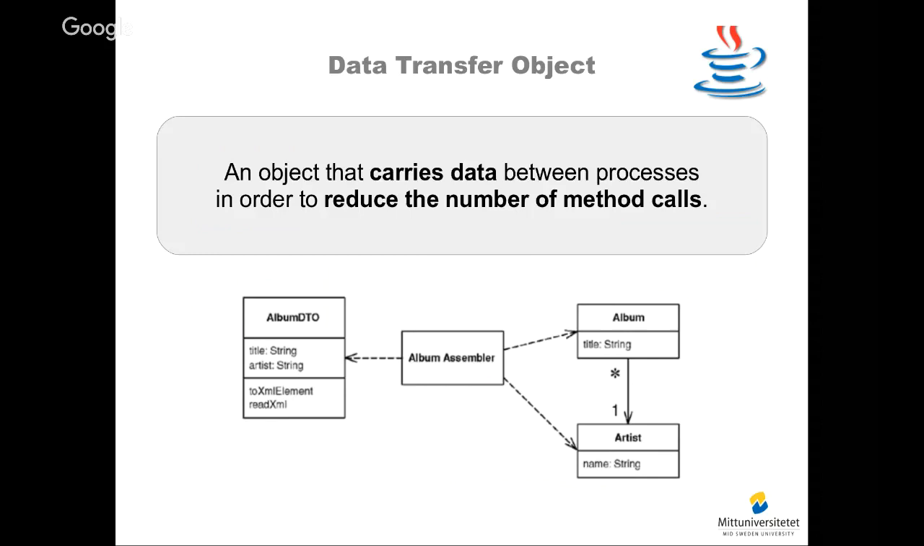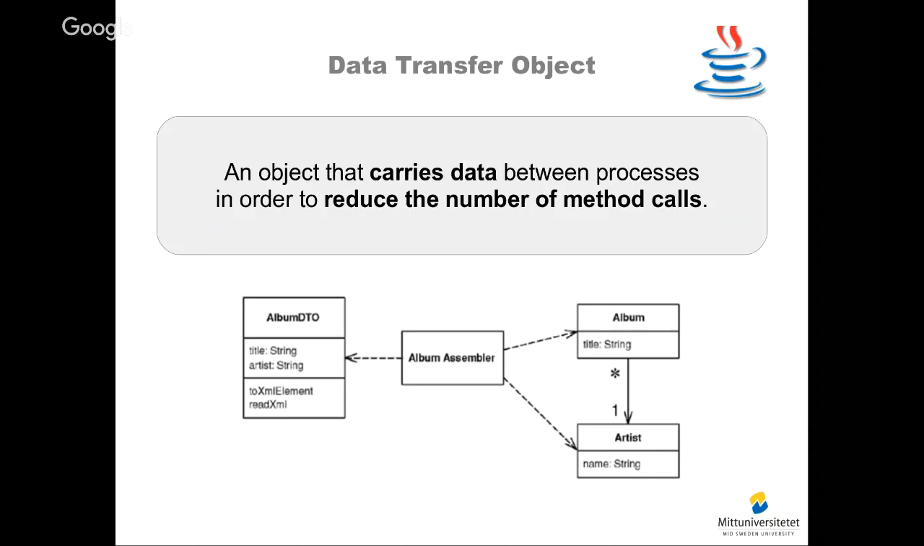The first one is called data transfer object, often shortened with the acronym DTO. It is an object that carries data between processes, and its objective is to reduce the number of method calls. You might recall my monologue about remote interfaces that should be coarse-grained. Here we really see how reducing the number of method calls fits nicely into the objective that we have in remote calls. But how is that done?